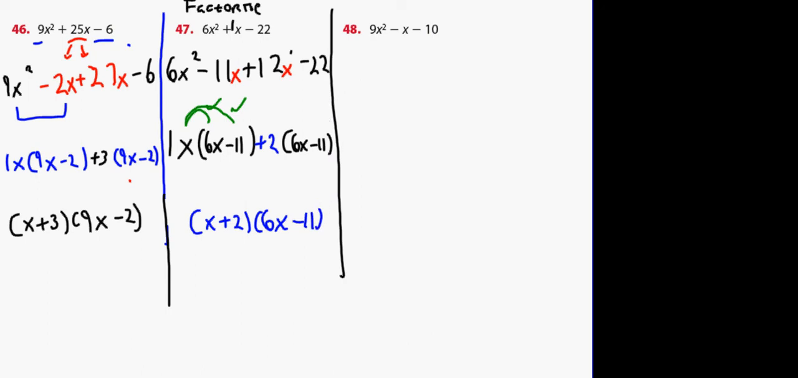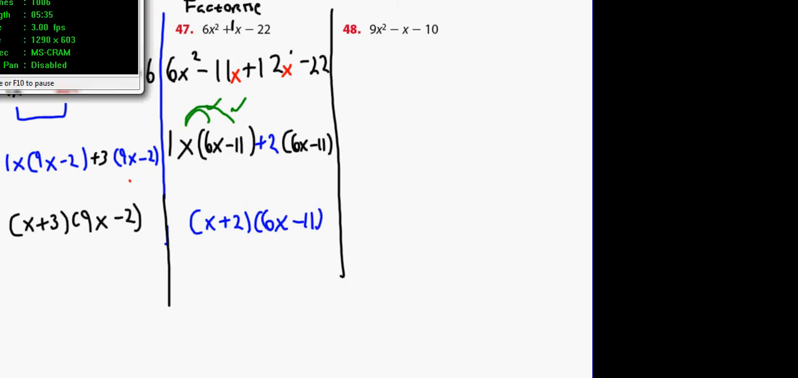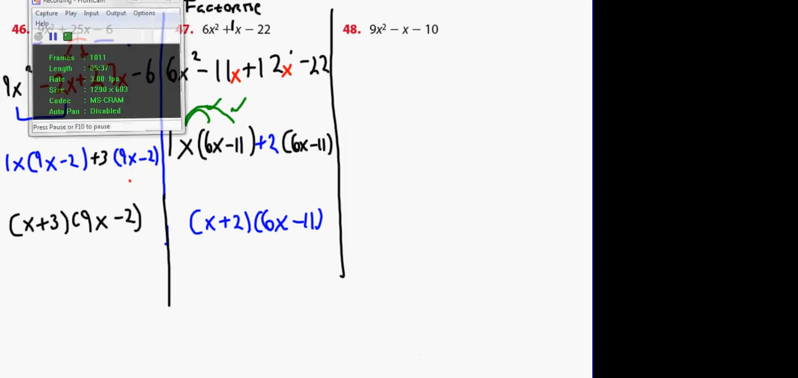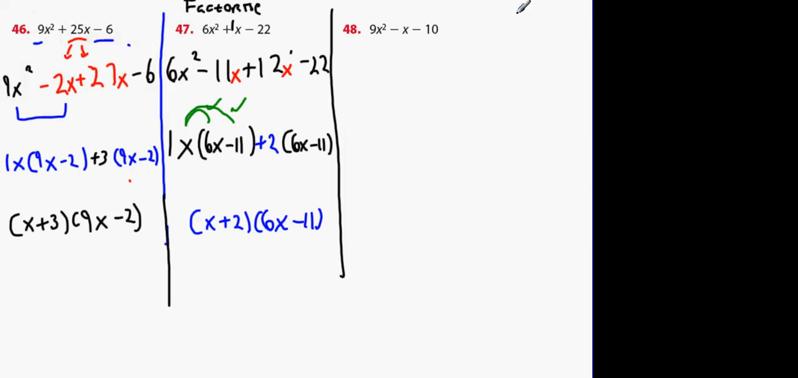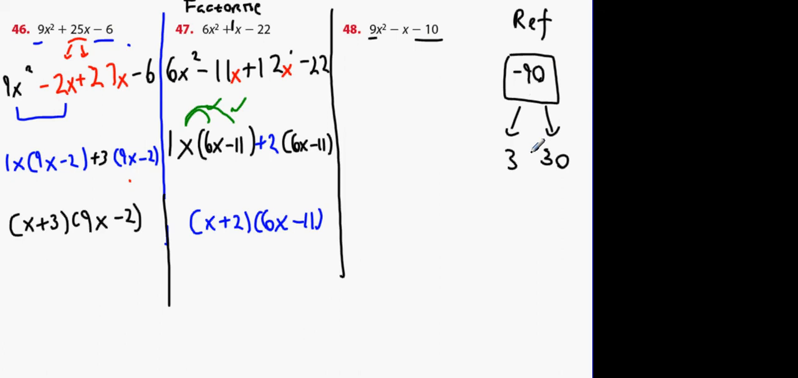Finally, the last question. Step 1, get the reference number. The reference number is 9 multiplied by minus 10. The reference number is minus 90. Break up minus 90 into its factors. 3 times 30 could be one choice. We could have 9 by 10.